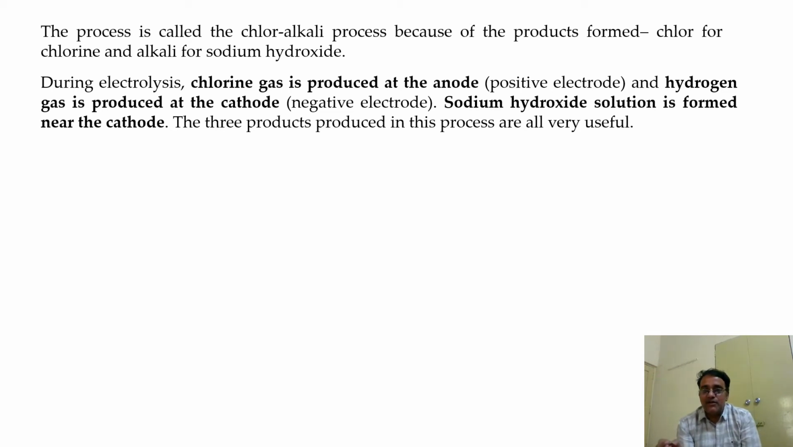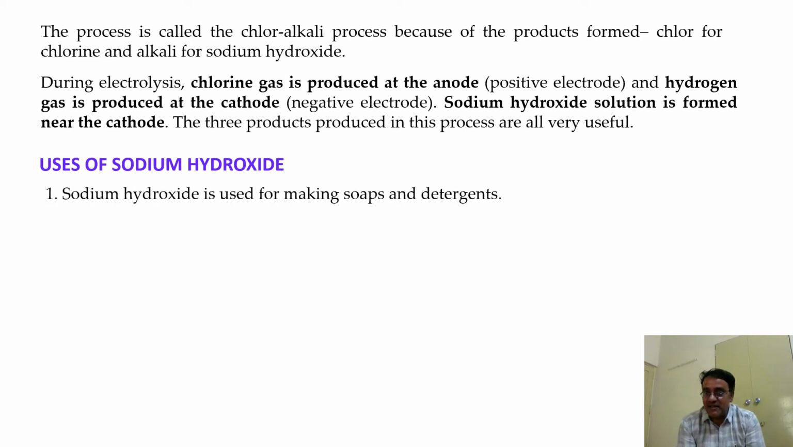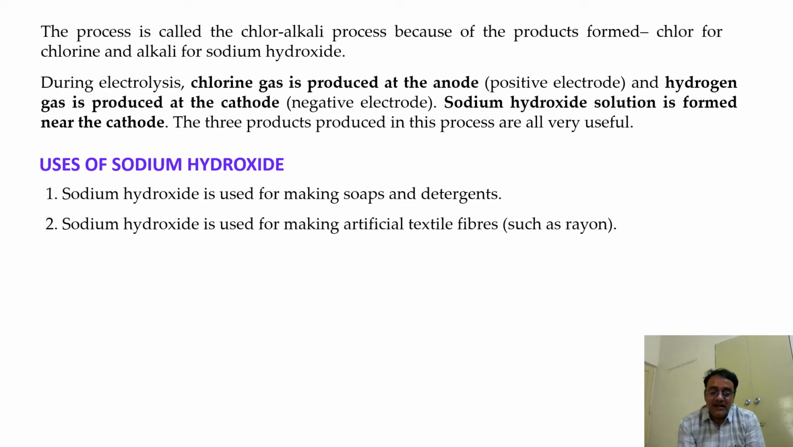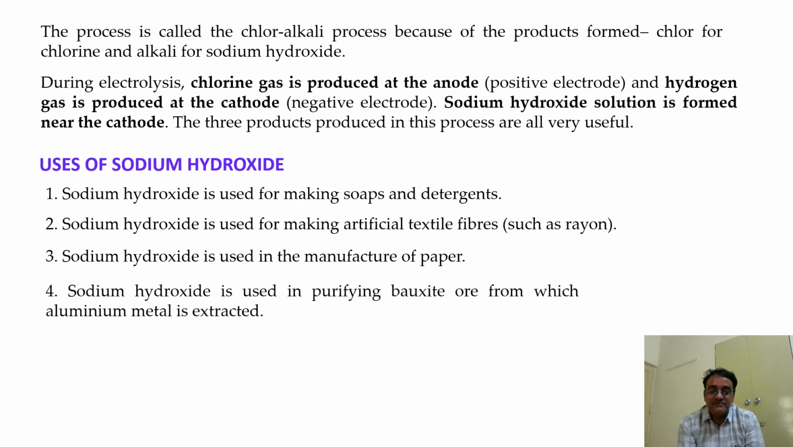Okay, these three are very important. So first let us look at the uses of sodium hydroxide. It is used for making soaps and detergents, number one, and it is used for making artificial textile fibers such as rayon. Okay, and it is also used in manufacture of papers, and it is also used in purifying bauxite ore from which aluminium metal is extracted.